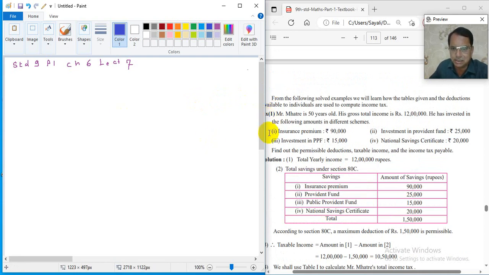He has invested the following amounts in different schemes. In insurance schemes, he has invested 90,000. Provident fund, he has invested 25,000. PPF, which is called Public Provident Fund, 15,000. And NSCs, National Savings Certificate, in that he has invested 20,000. So total investment is 1,50,000, right?